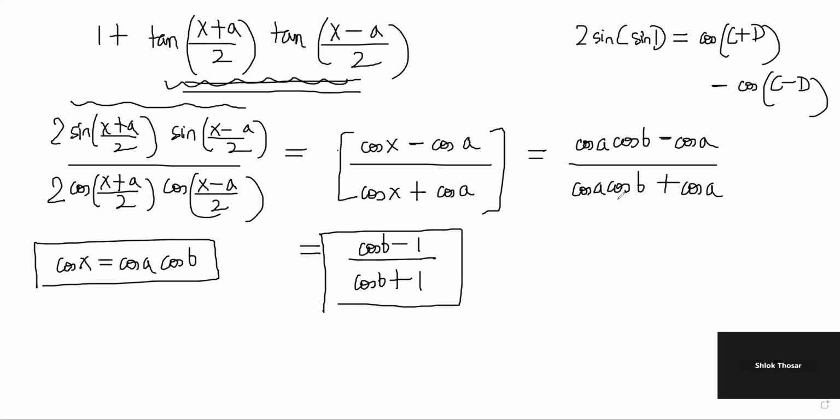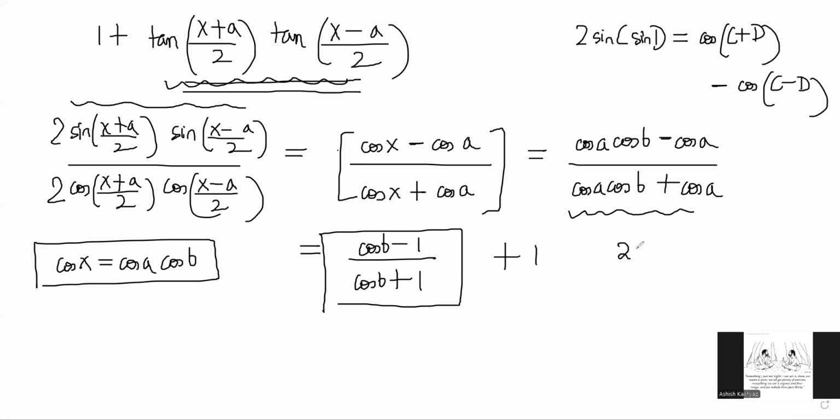Yes, sir. If you are getting this expression, add 1 to it and you will get 2 cos b by cos b plus 1. And if you simplify this, I feel like I have made some silly mistake somewhere. Okay, 2 sin c sin d, is this correct? Cos c cos d plus, oh, this is wrong. It's an opposite sign.